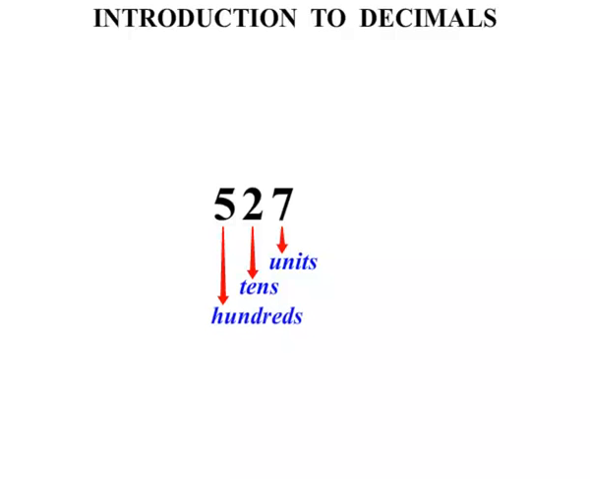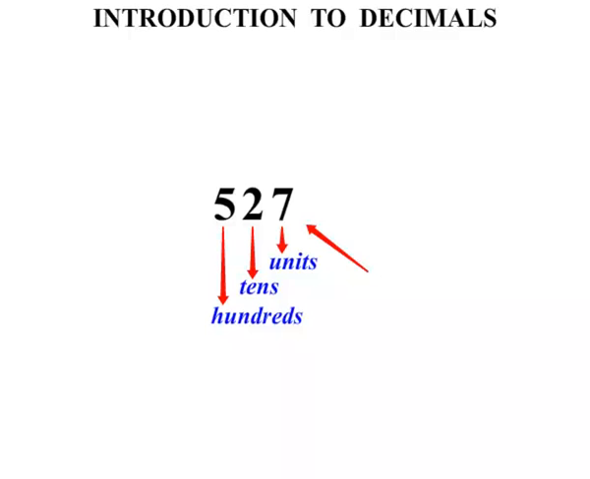In this lesson, we look at an introduction to decimals. Now let's consider this number firstly, 527. All right, we've seen whole numbers before, where that 7 would be in the units column, the ones column. The 2 is in the tens column, and the 5 is in the hundreds column. Okay, that's not new. We've seen that plenty of times.